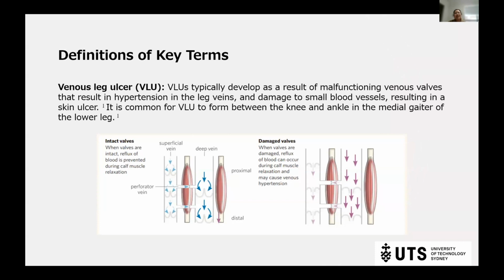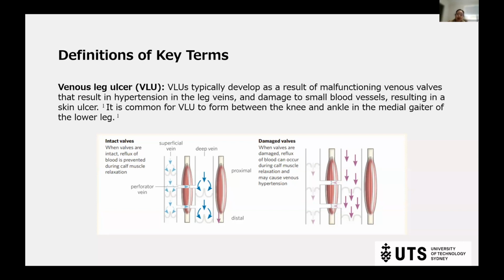So first, what is a venous leg ulcer? A venous leg ulcer typically develops as a result of malfunction of the venous valve that results in hypertension in the leg vein and damage to the small blood vessels, resulting in a skin ulcer. It is very common for it to form between the knee and ankle in the medial gaiter of the lower leg. As you can see on the left side of the picture, this is what it looks like when we have an intact valve.